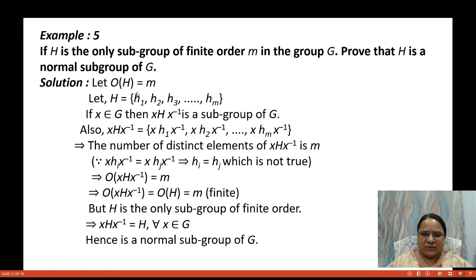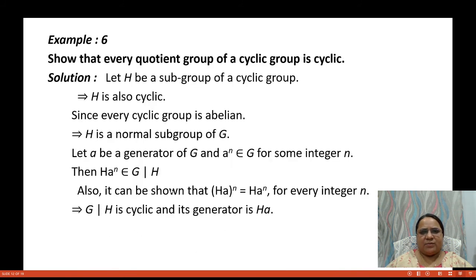Also xHx inverse is equal to, the same thing. How are you writing this definition? The number of distinct elements of xHx inverse is m. The order of this is equal to small m here. The order of this is equal to the order of H, which is equal to m, which is finite, but H is the only subgroup of finite order. Hence xHx inverse is equal to H for all x belongs to G. Hence H is a normal subgroup. Whenever you arrive at this result, then you can say that it is a normal subgroup.